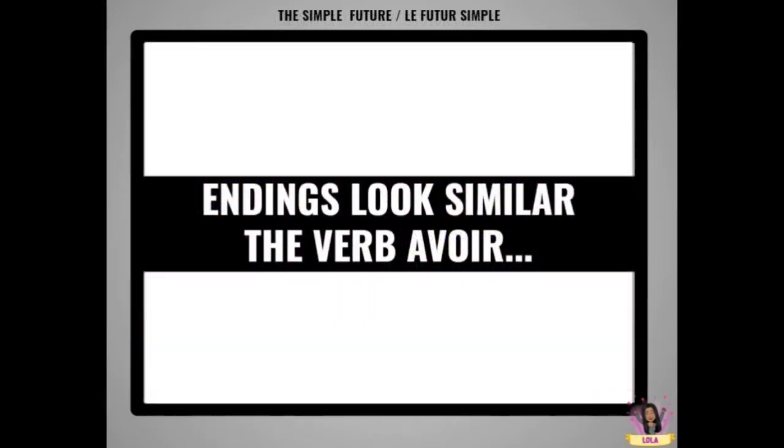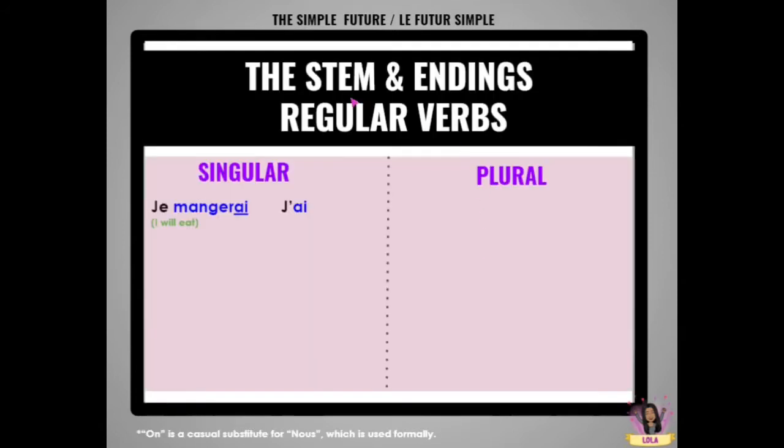We're now going to take a closer look at the endings for the futur simple verbs. And you're going to see that the endings look very similar to the verb avoir when it's conjugated in the present tense. One of my videos shows you how to conjugate the verb avoir in the present tense. If you haven't seen that, please go take a look at it. So we have the stem, what we call the stem, and the endings of regular verbs. What we learned before was manger is your stem, and then ai is your ending for le futur simple.